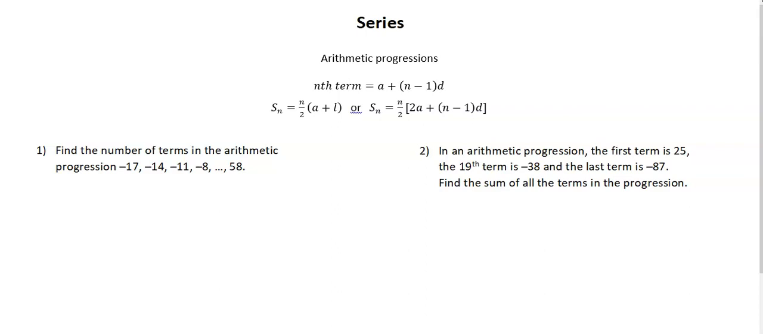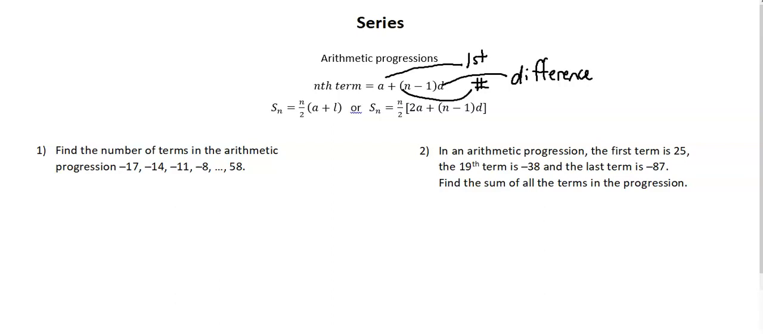The nth term equation: a plus quantity n minus 1 times d. The letter a represents the first term. The letter n represents the number of terms, and the letter d represents the difference. This is for the nth term formula.